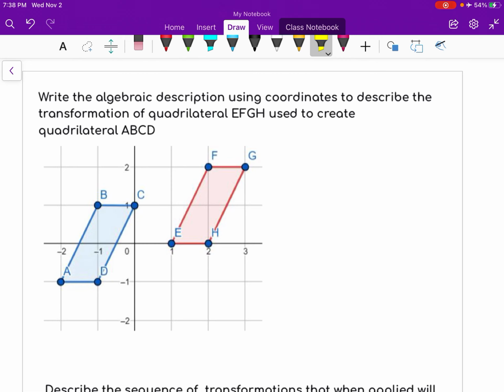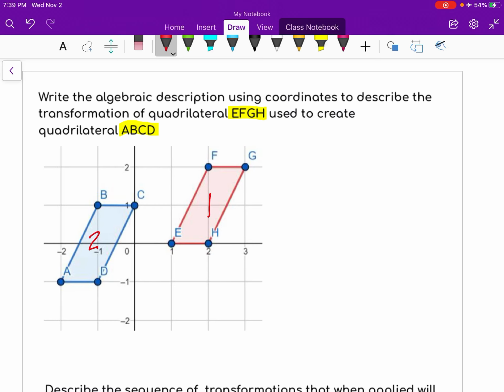For the next one, what we want to do is write the algebraic description using the coordinates. Just like we've always been doing, we're going to pick 2 points to compare, and then we are going to write down the algebraic description. Now, in this case, we don't have the distinguish between which one is the preimage and which one is the image. However, in the question, it tells us that we are using EFGH to create ABCD. What that means is that EFGH is the pre-image and ABCD is the image.